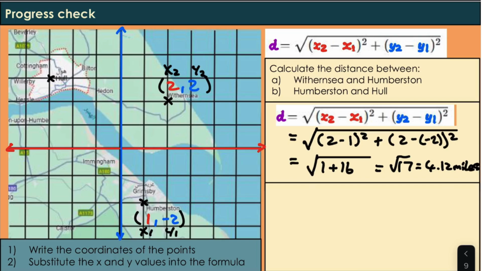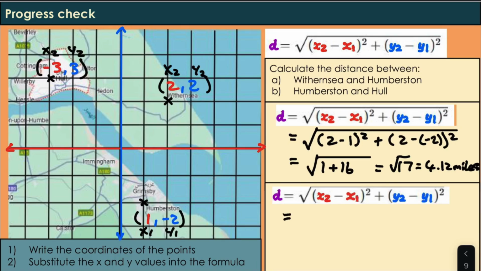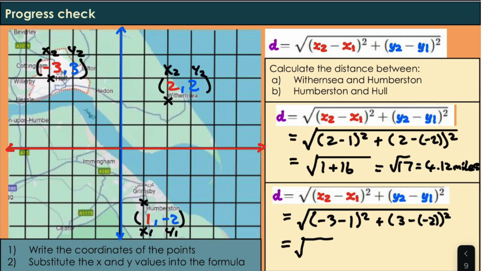Our second question, Humberston and Hull. Let's get the coordinates for Hull and we substitute into our formula. x2 was negative 3, we subtract x1 which was 1 and we square it. y2 was 3, we subtract y1 which was negative 2, and we close that in the brackets, and we have to square that. So we have the square root of 16 plus 25. That will give us the root of 41, and the root of 41 is 6.4 miles.